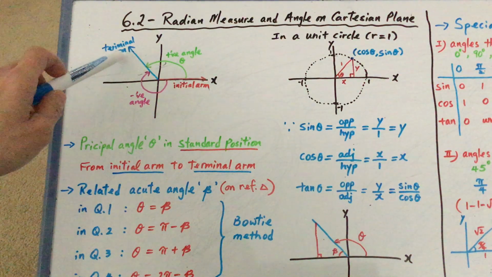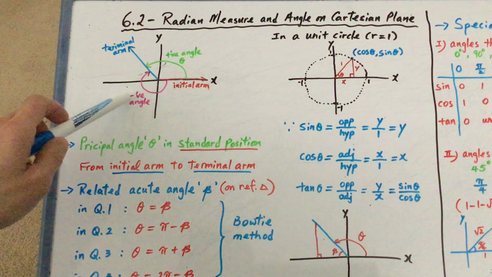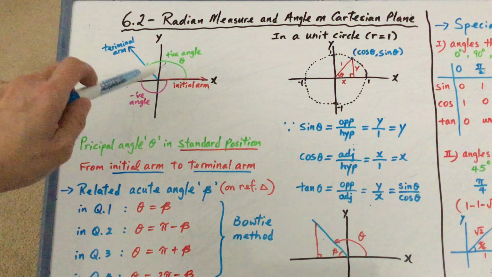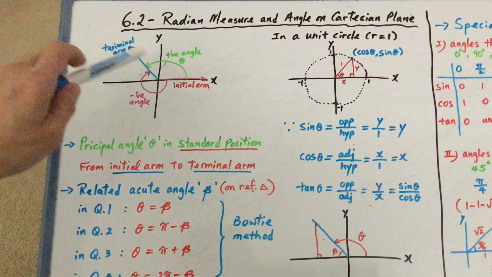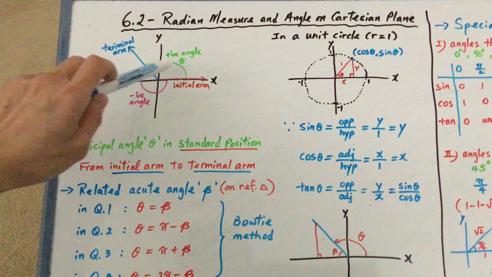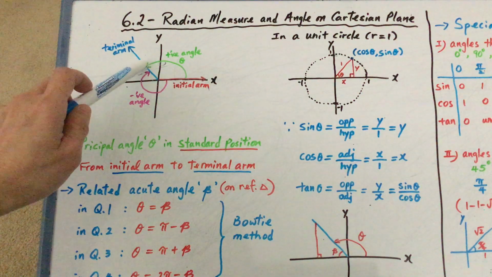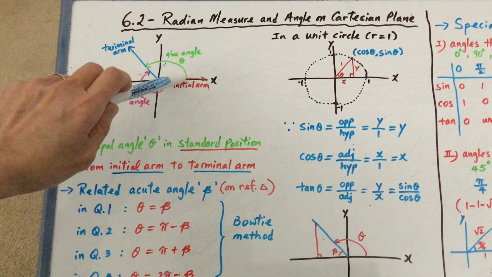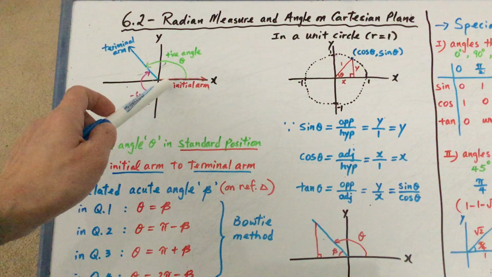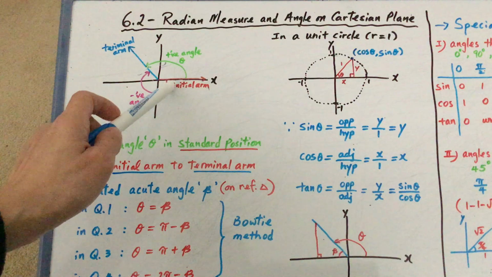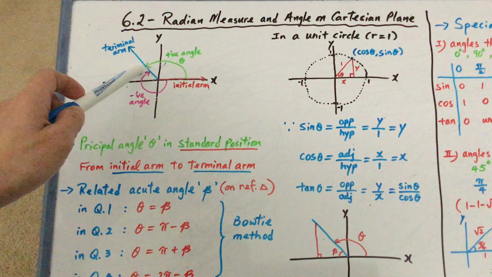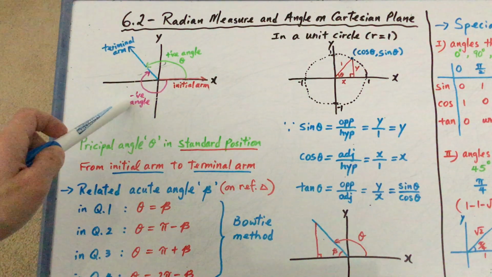The terminal arm can be in quadrant 2, quadrant 3, or quadrant 4. Whenever you stop where the angle is, you draw this terminal arm, and this will give you the entire measure of the principal angle theta. And when it rotates in this direction, that means we are drawing positive angles. If we are going to draw negative angles, we start from the initial arm and go in the negative direction, the clockwise rotation, so that will give us negative angles.